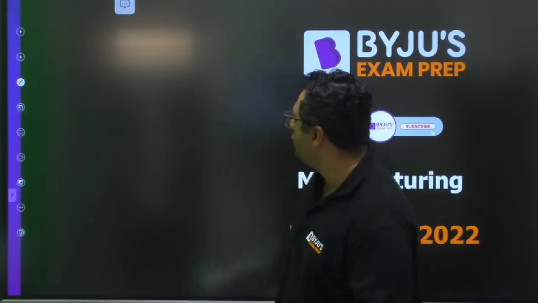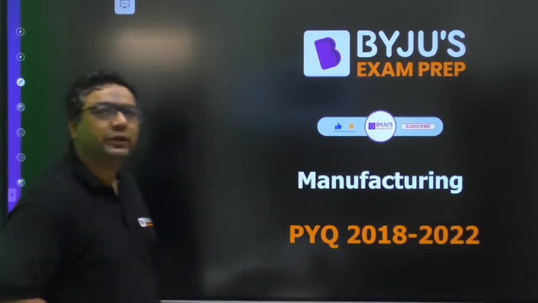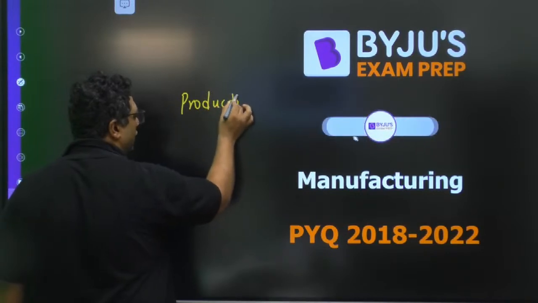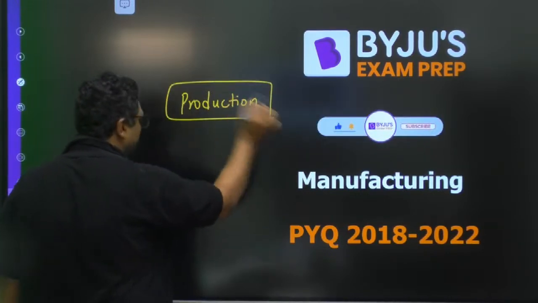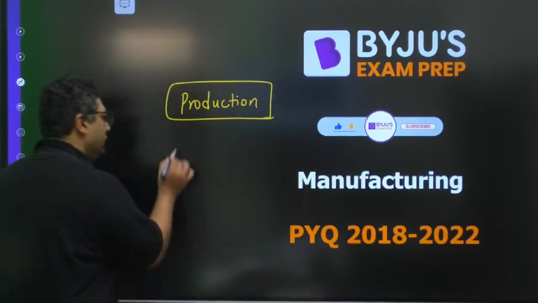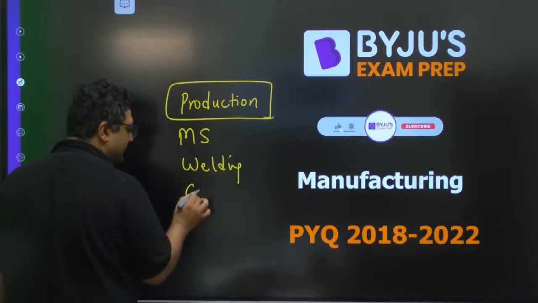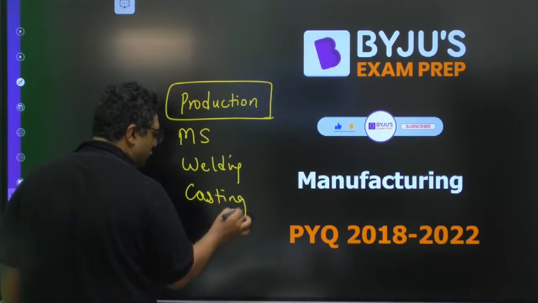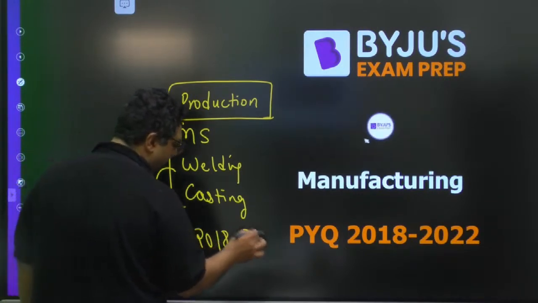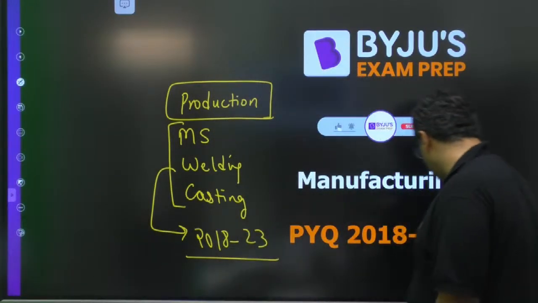Okay guys. As I already told you, we are going through the PYQ series. Today we are going to have this session related to production technology, which is also known as manufacturing. With respect to mechanical engineering, both are the same. Today we are going to solve questions related to material science, welding, and casting from GATE 2018 to 23, the last 5 years.